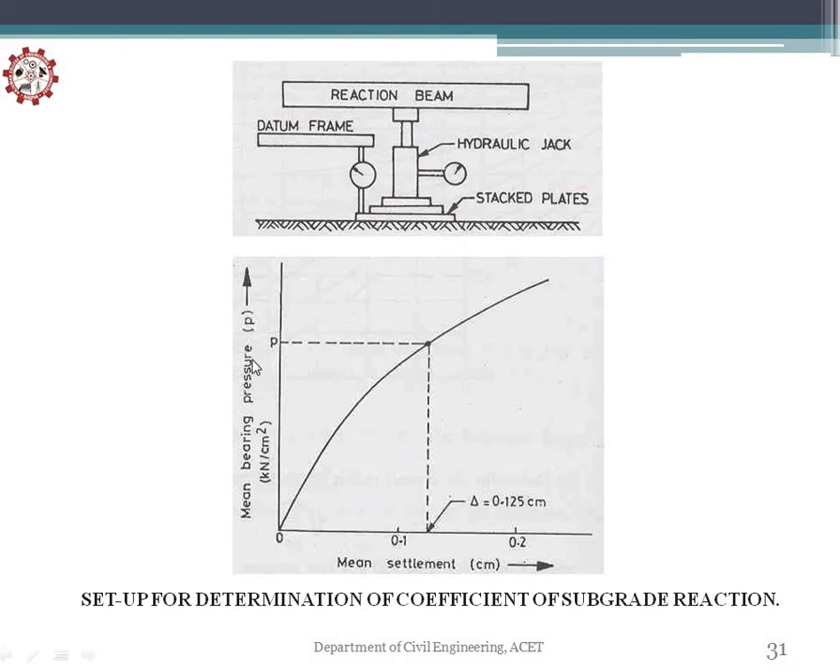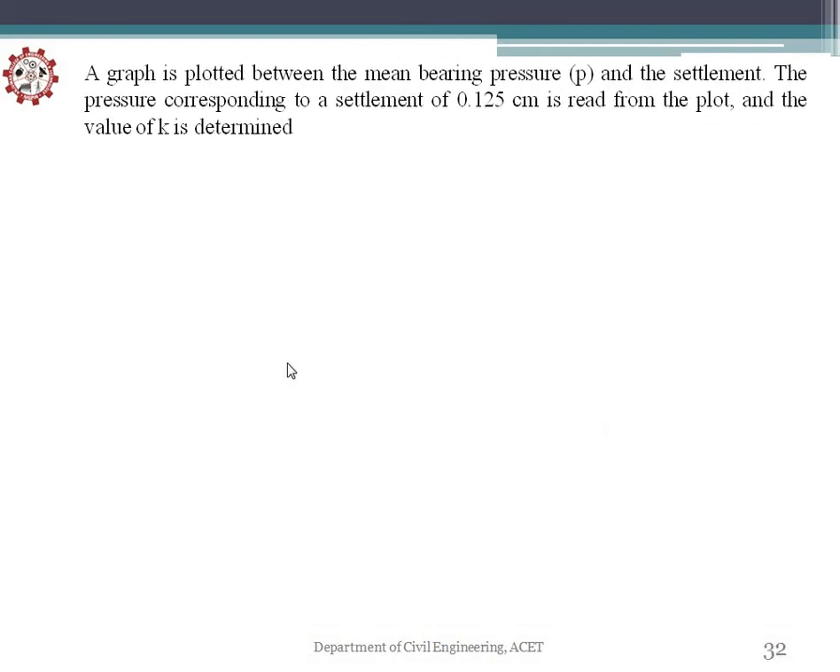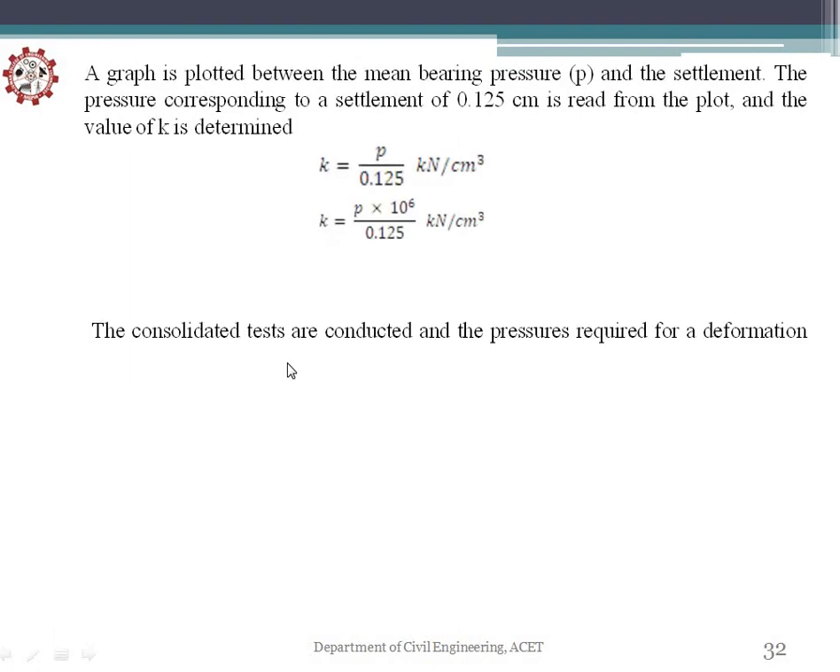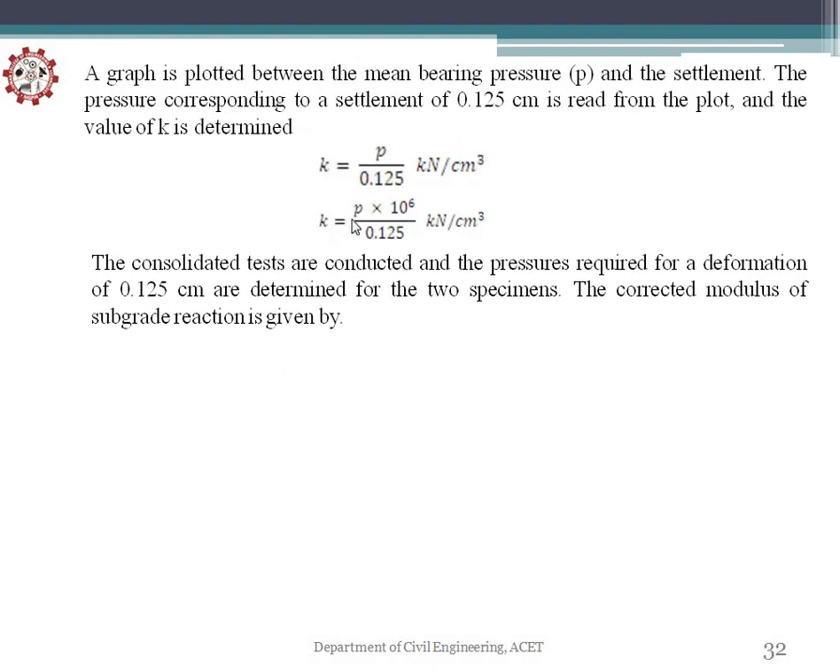Here you are calculating the bearing pressure, and here the mean settlement, and from here at 0.125 settlement you are getting the loading. So this is how you need to calculate the value of K. From this graph we have calculated the value of K for standard penetration as 0.125, and the value of P is calculated from the graph. So this value is taken.